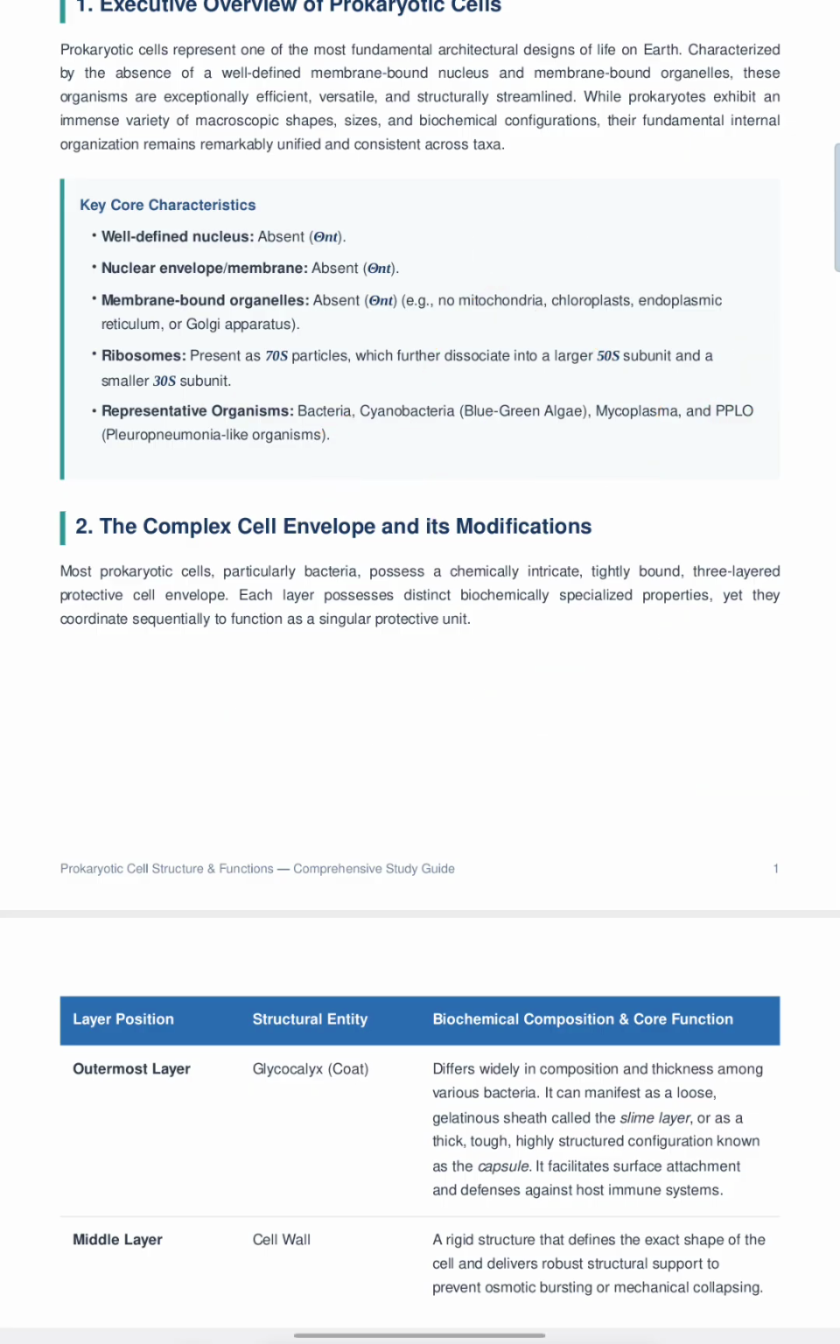And representative organisms: the organisms which belong to prokaryotic cells or prokaryotic organisms are bacteria, cyanobacteria, blue-green algae, and mycoplasma, the pleuropneumonia-like organisms. Pleuropneumonia-like organisms are very small organisms.